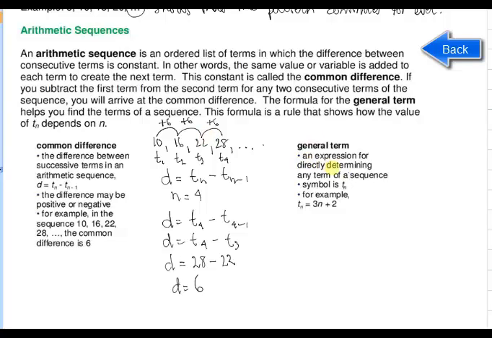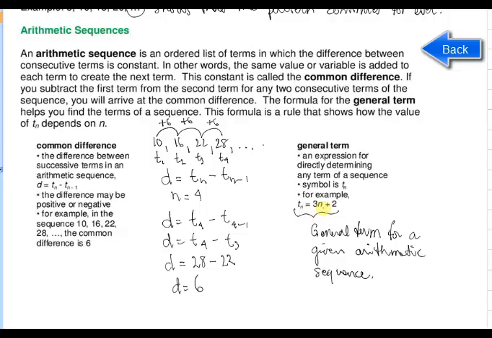Okay, the general term is an expression for directly determining any term of a sequence. The symbol is t subscript n. So for example, t subscript n can equal 3n plus 2, and this is a general term for a given arithmetic sequence. Okay, well that's only helpful for a given arithmetic sequence.